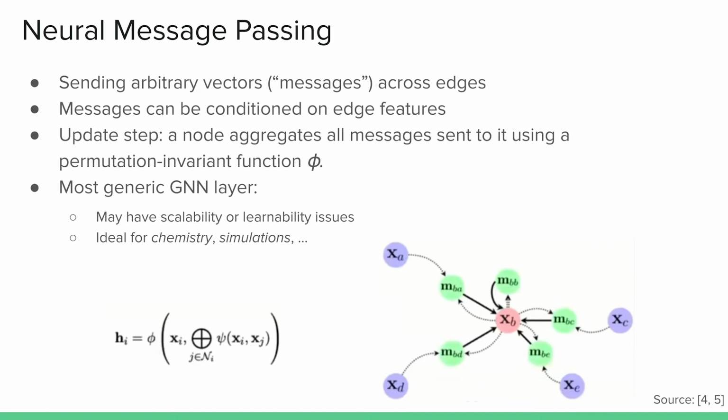An update step would now look like the following. A node aggregates all the messages from its neighbors, and then using a permutation invariant function phi, it would aggregate all of them together to obtain the next time step. It's the most generic GNN layer, but it might have, as you can imagine, some scalability issues or even some learnability issues. But it's ideal for chemistry or some simulations because it can reflect information that is stored in the edges, which before that was not that easy.